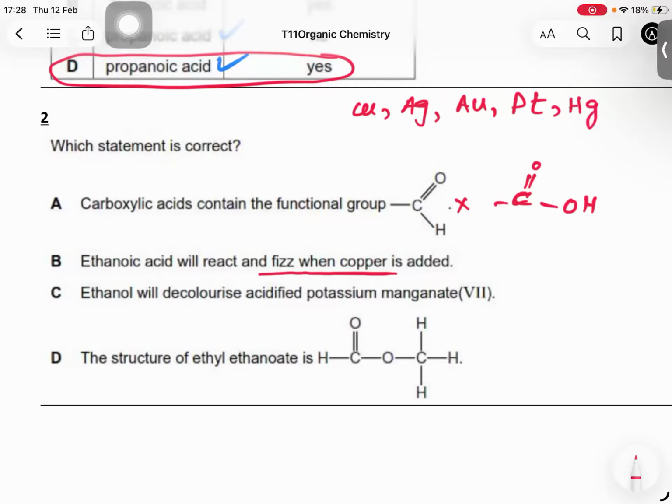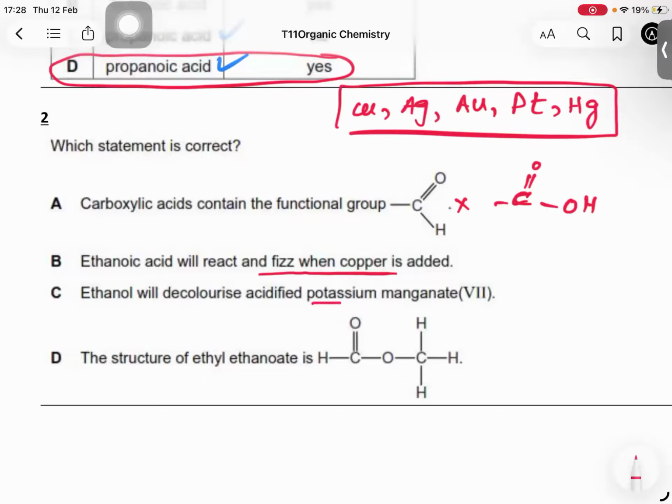These are the metals which do not react. Their compounds still do react. A copper compound will react. So please write down, this is the list of metals which do not react directly with dilute acids or carboxylic acid or any acids. Copper, silver, Au gold, Pt platinum, and Hg mercury. You should add this into your notes.